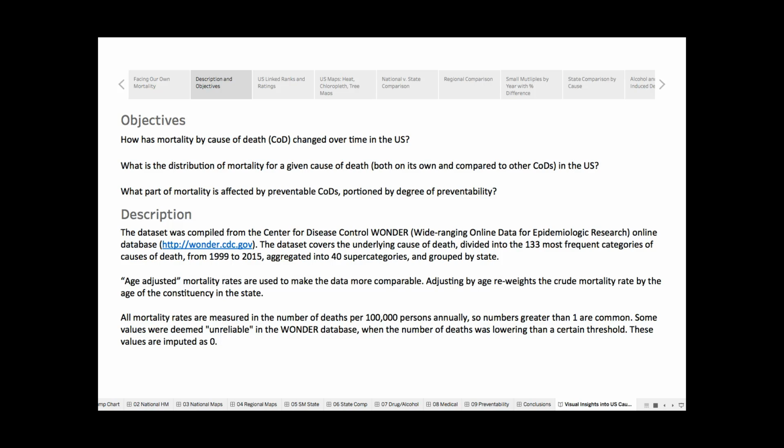First, how has mortality rate by cause of death changed over time? Second, what is the distribution of the mortality rate for a given cause of death? Third, what part of mortality is affected by preventable causes of death, portioned by degree of preventability?